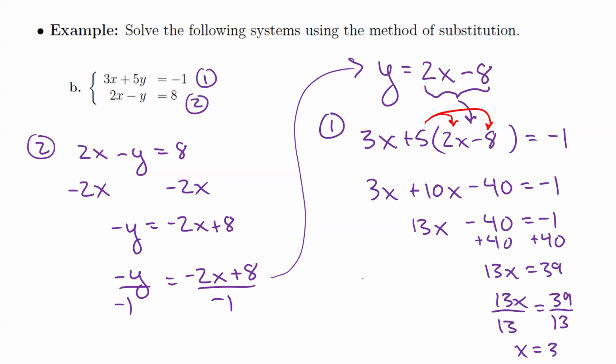And then we plug back into the altered form of equation number 2, right? So it's equation number 2, but after I've gotten y by itself. 2 times 3 minus 8 is negative 2. So our solution is 3 comma negative 2.